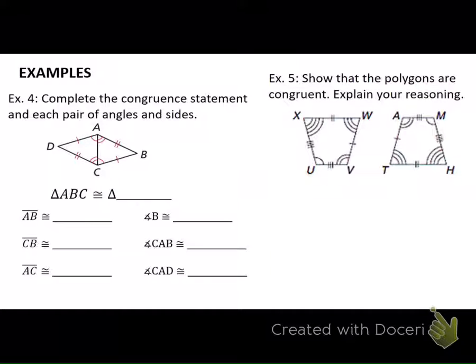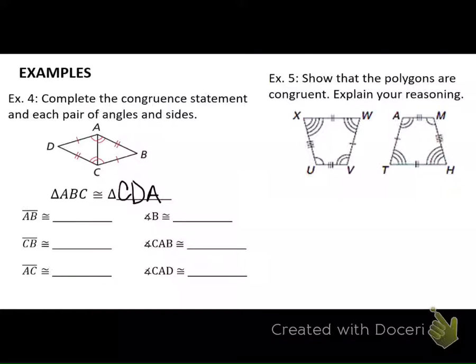Okay, complete the congruent statement and each pair of angles and sides. So, Greg, triangle ABC is congruent to what triangle? CDA. Okay, so triangle ABC, right? Yeah. So A has 2, so he needs to start with C in this one because it has 2. B and D do not have anything. And then C has 1, A has one in this triangle. So just because they're the same letter does not mean that they're going to be the same measurement in both triangles. Does that make sense? These are two different triangles that happen to share a side. So that's CDA.